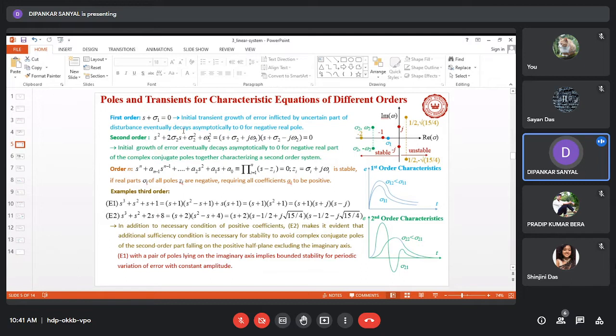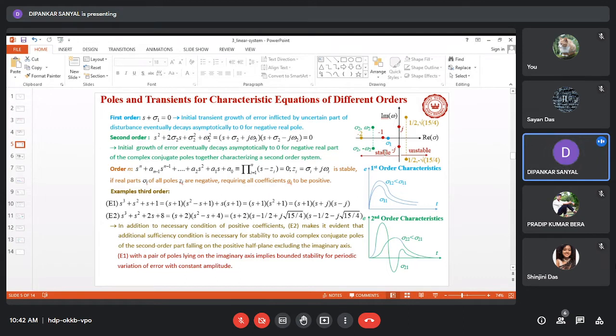If the system is of higher order, no matter what its form, it could be split into first order and second order parts together. If it is a third order, 3 roots could be real, or 1 root could be real and 2 roots could be complex conjugate. So irrespective of the order of the system, these first order and second order systems are fundamentally important for analyzing the characteristic of the system.